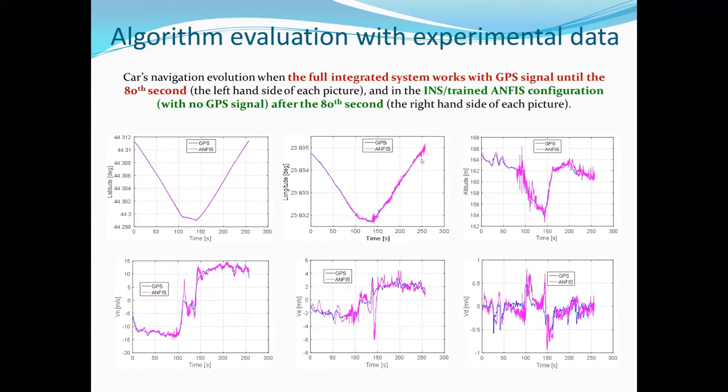I repeat, we use the GPS until this moment just to have a reference, and the system works well. The noise presented in the final solution is due to the fact that the adaptive neurofuzzy inference system was trained based on inertial measurement unit data, which is provided by the accelerometers and by the gyros, which is very noisy. I repeat, it is raw data with no filter.